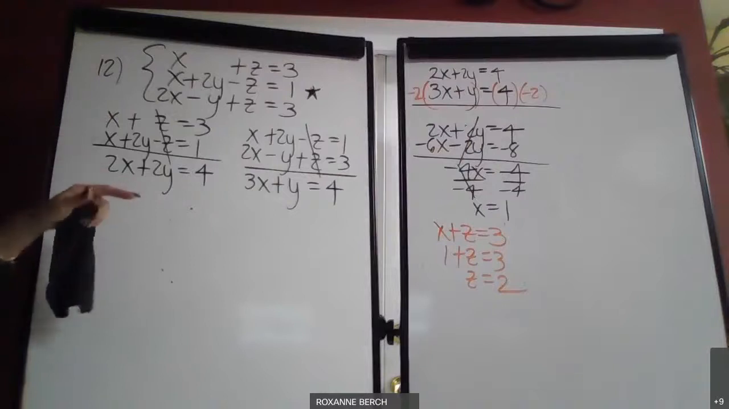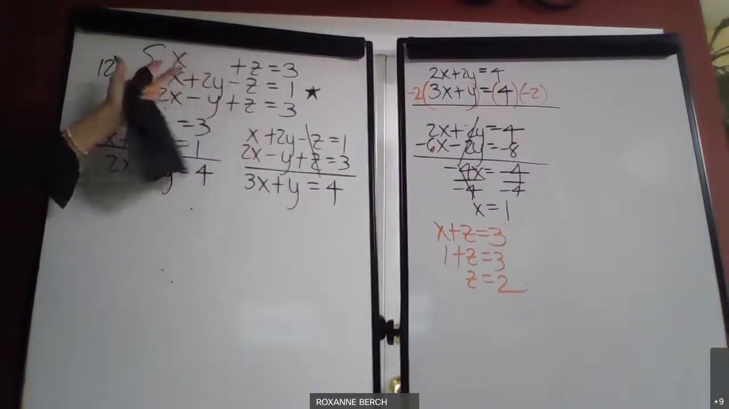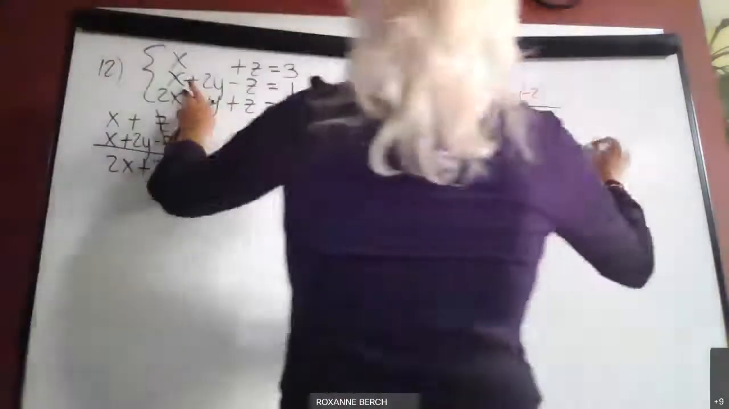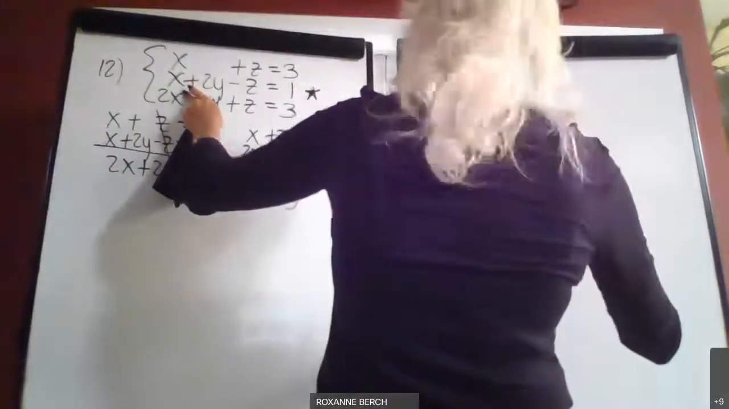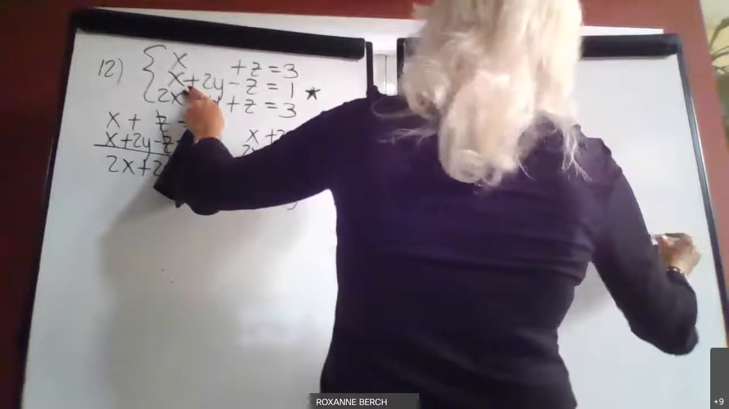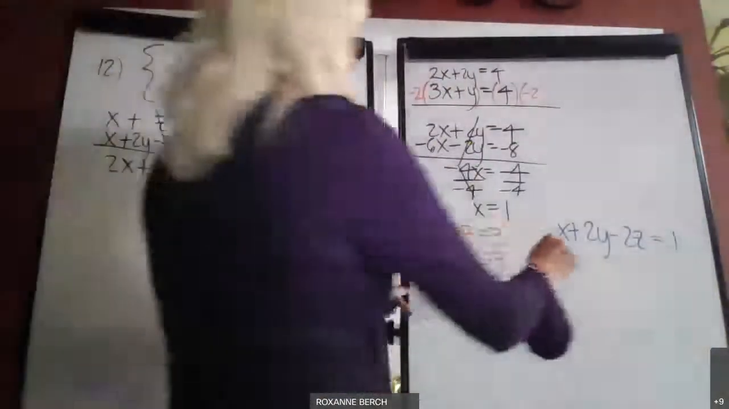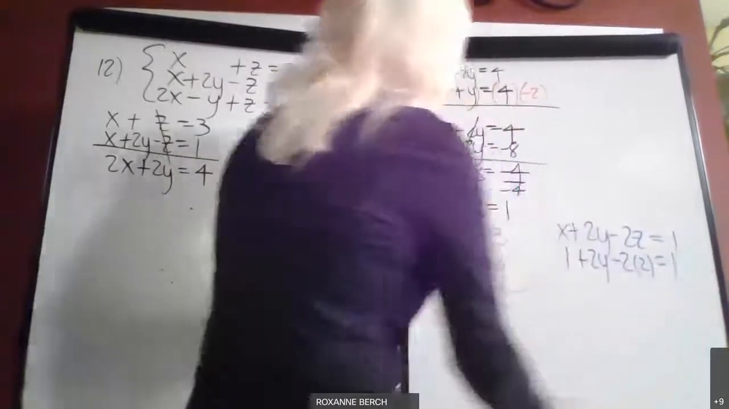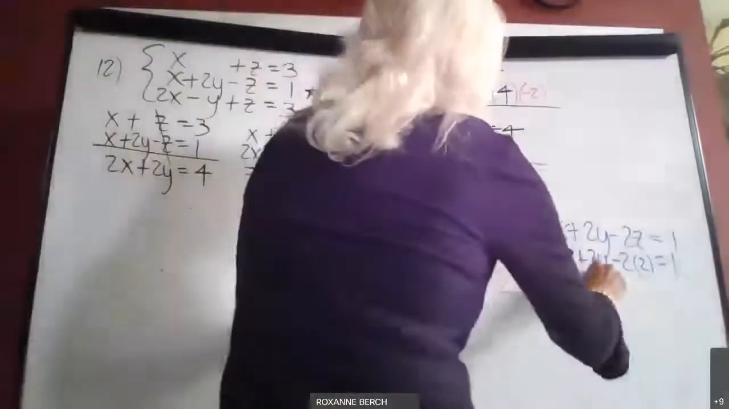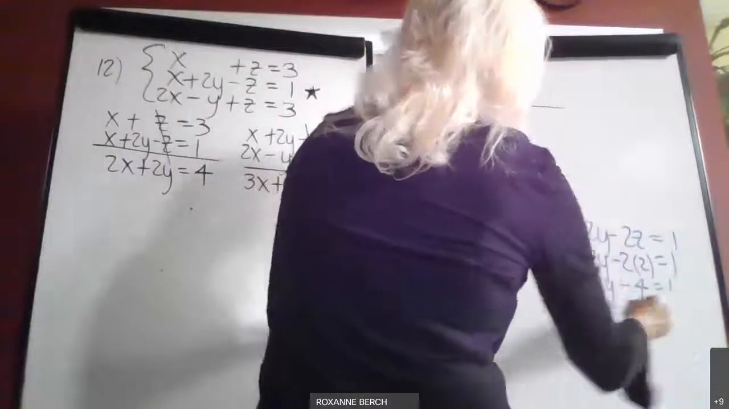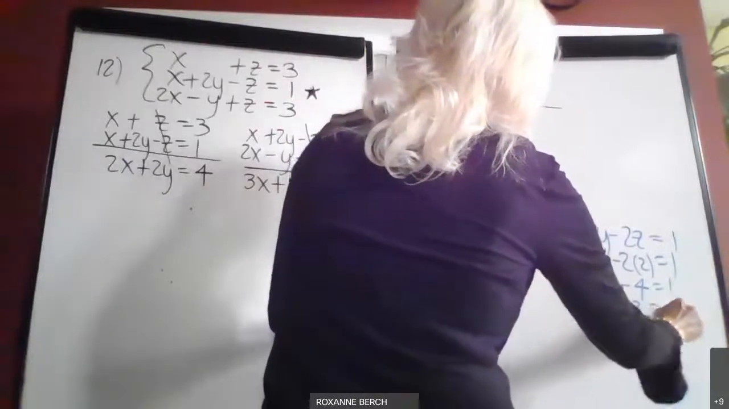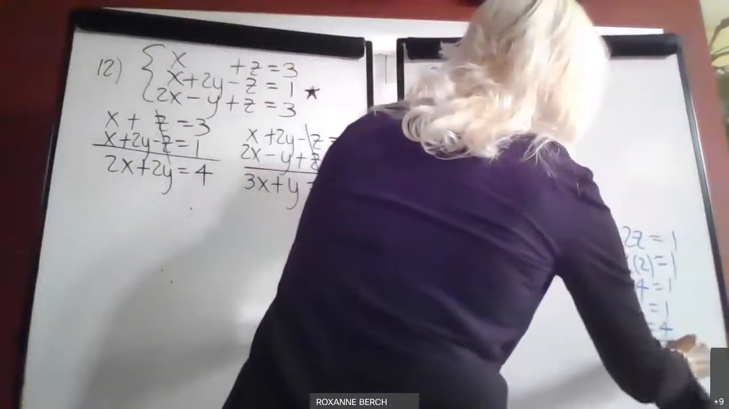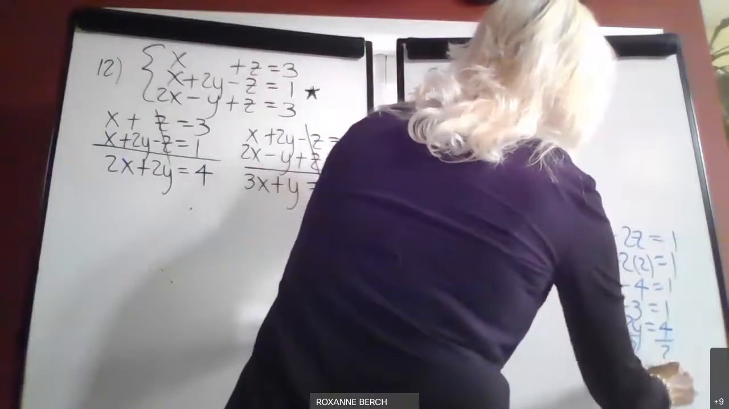So to find y, you can't plug it into the top because there is no y in the top. So I'll pick the middle one. x plus 2y minus 2 equals 1. x is 1 plus 2y minus 2 times 2 equals 1. 1 plus 2y minus 4 equals 1. Combine like terms. 2y minus 3 equals 1. 2y equals 4. y equals 2.